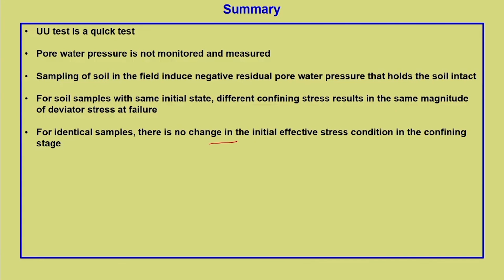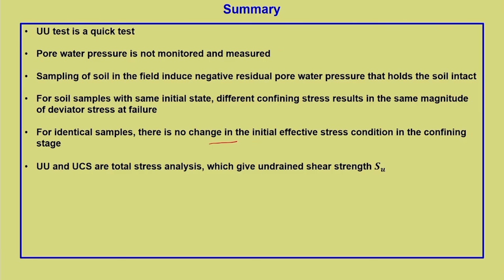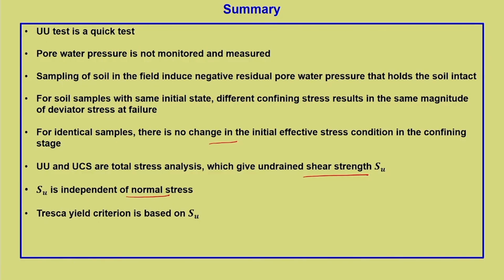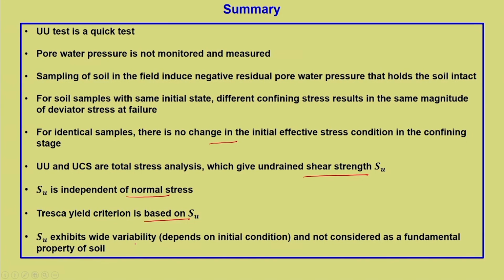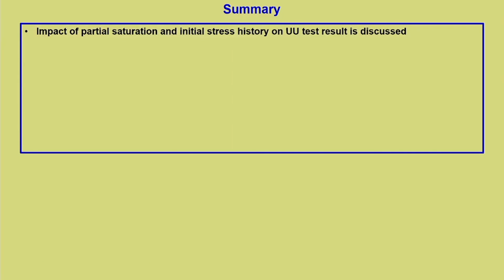So, even if you apply sigma 3, that is not going to affect the initial effective stress condition, and that results in the same deviatoric stress. UU and UCS are total stress analysis, which gives undrained shear strength SU. SU is independent of normal stress, and that is what the Tresca criteria is. Tresca criteria is based on SU. SU exhibits wide variability. It depends on initial condition, and it is not considered as a fundamental property of soil. Impact of partial saturation and the influence of stress history on UU test result is discussed.